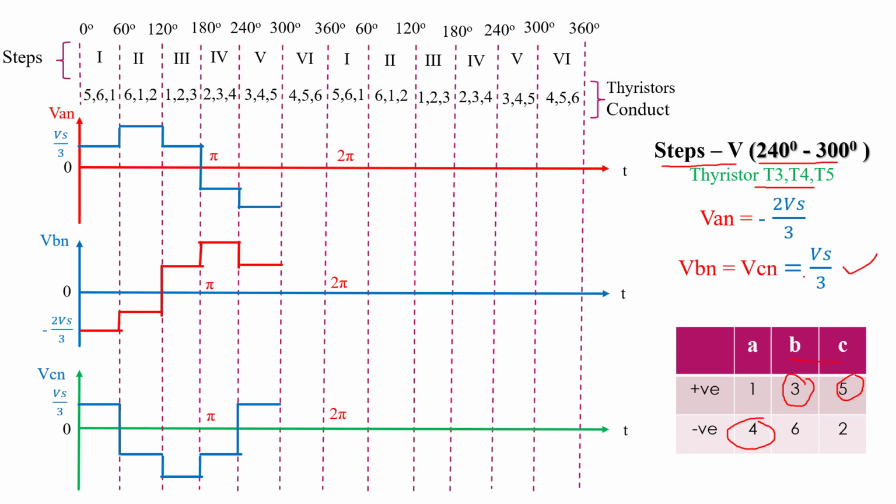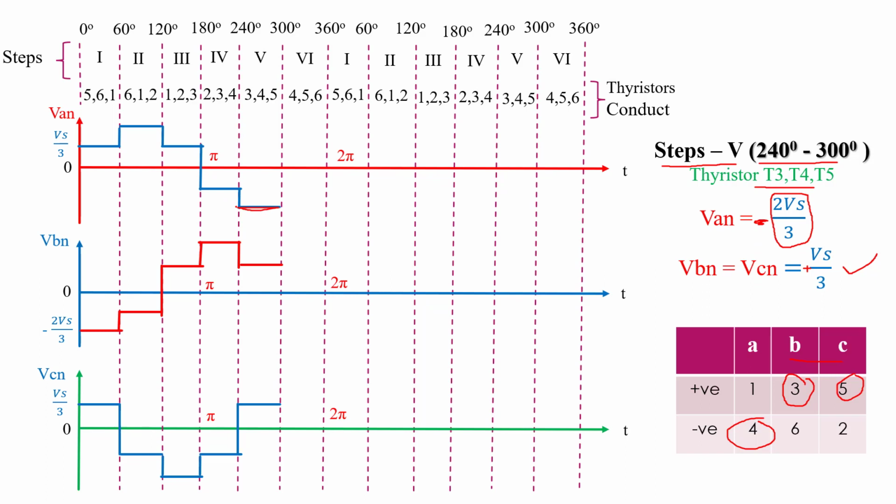Now what about the polarity? These are positive group thyristors, so the polarity is also positive. Now thyristor number 4 is connected in a single branch. So the single branch phase has voltage 2 Vs by 3. So this is phase A having 2 Vs by 3 voltage. What about polarity? This is a negative group thyristor, so the polarity is negative. Now clear?